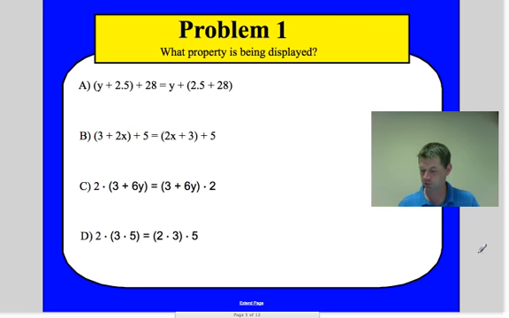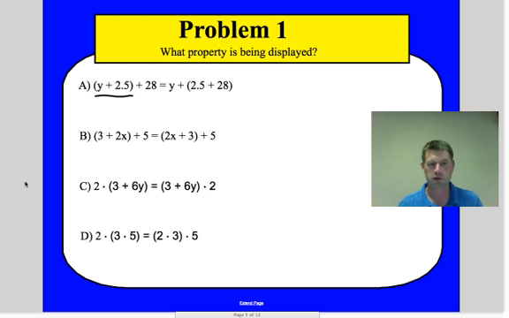Okay, so as we go through some examples here, we have what property is being displayed. As we analyze this, what we want to look at is this left side and compare it to the right side. So as you look at this, we see that we have y plus 2.5 in parentheses.